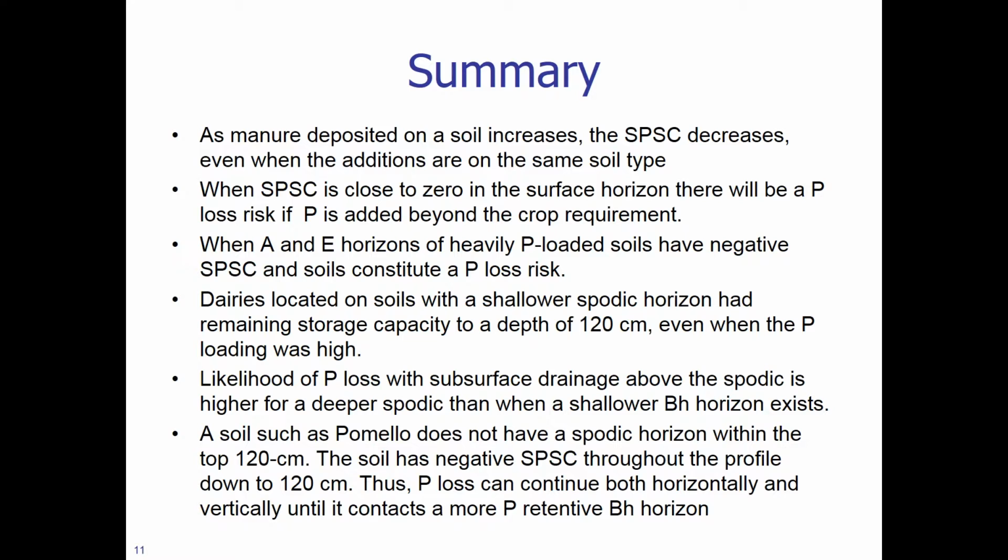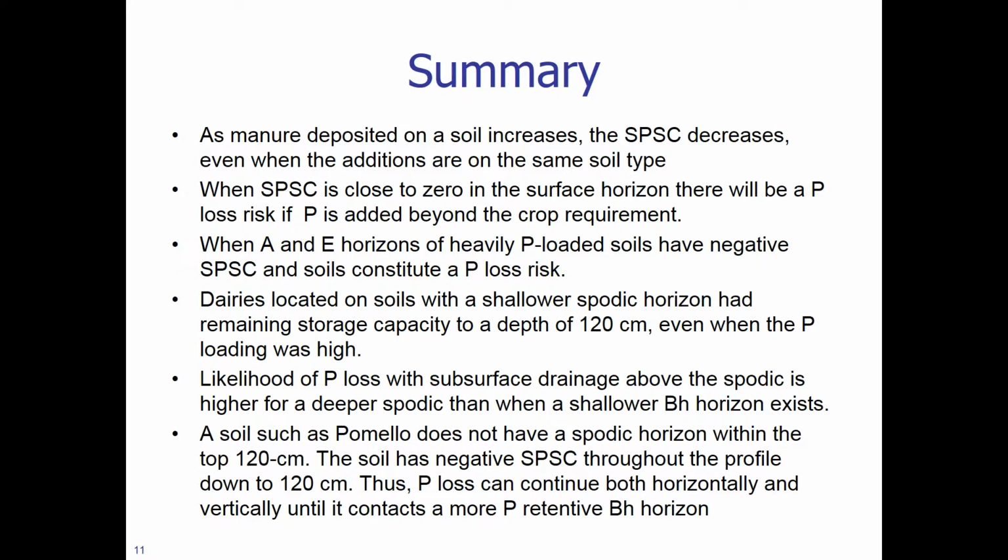Dairies located on soils with a shallow Spodic horizon had remaining storage capacity to a depth of 120 centimeters even when the P loading was high. The likelihood of P loss with subsurface drainage above the Spodic is higher for a deeper Spodic than when a shallow BH horizon exists. Finally, a soil such as Pomello does not have a Spodic horizon within the top 120 centimeters, at least in this example that we have looked at.